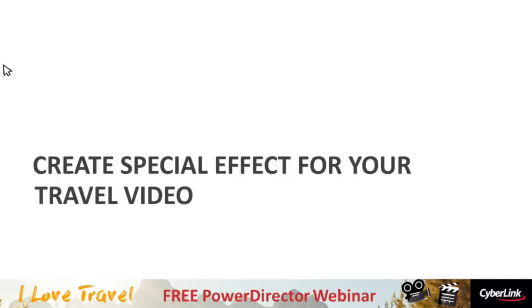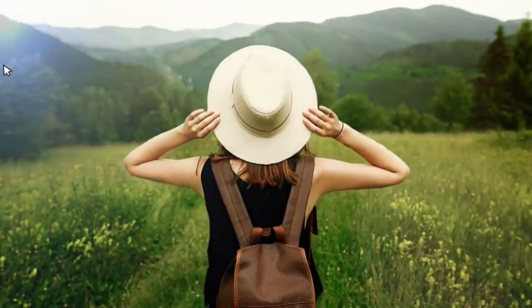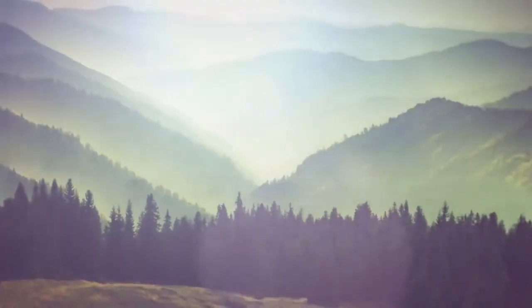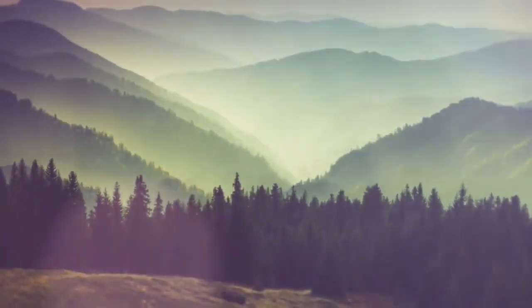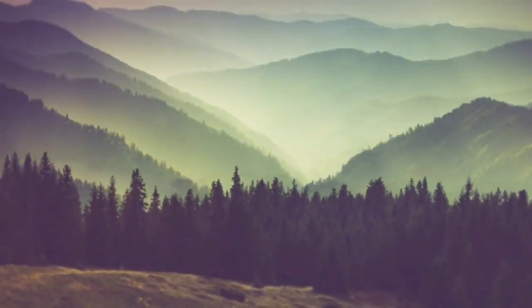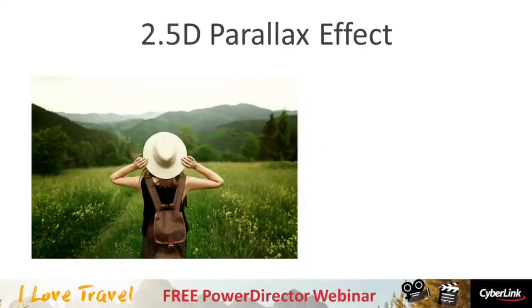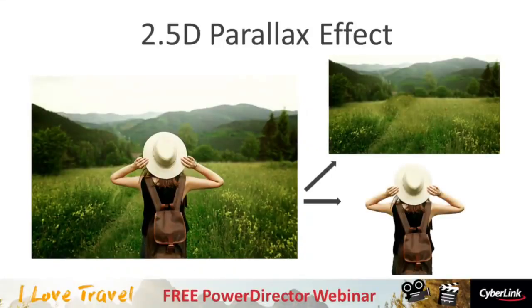Okay, so now it comes to the second part. We'll quickly demonstrate how to do an effect like this. This is called parallax effect. Basically, you just separate 2 different layers. So now this is the original picture, and we separate it into one that is only the background, and one that is only the foreground. Then you can do some animations on it.